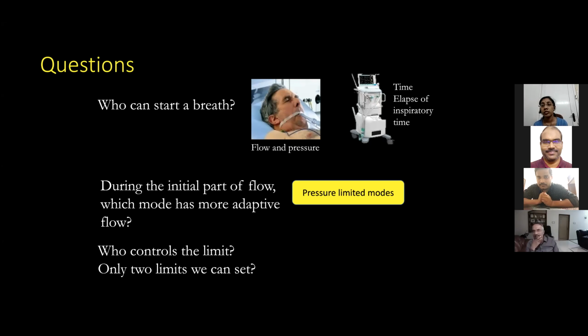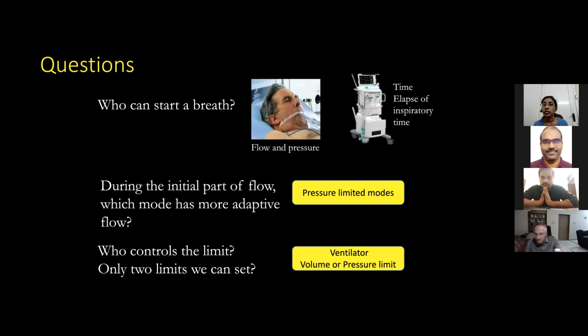Who controls the limit? Dr. Anbumani: Always the ventilator will control the limits. What limits can we set? Either volume or pressure. Okay. See, it's easy to understand and deduce, isn't it? It's not difficult to understand modes. You have to break it down.